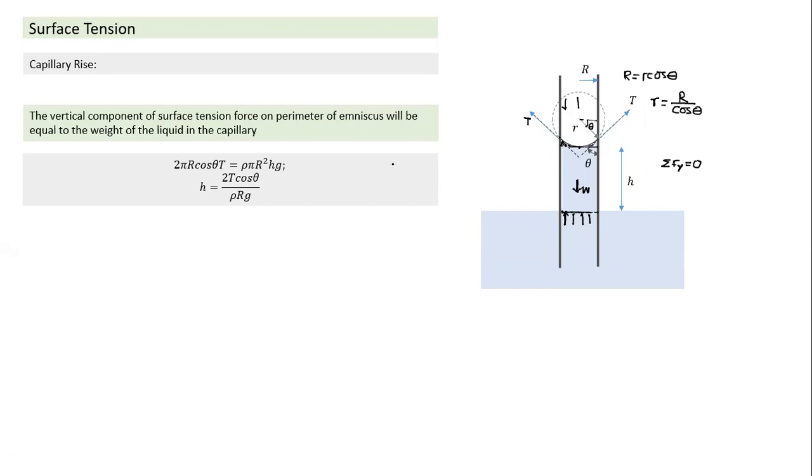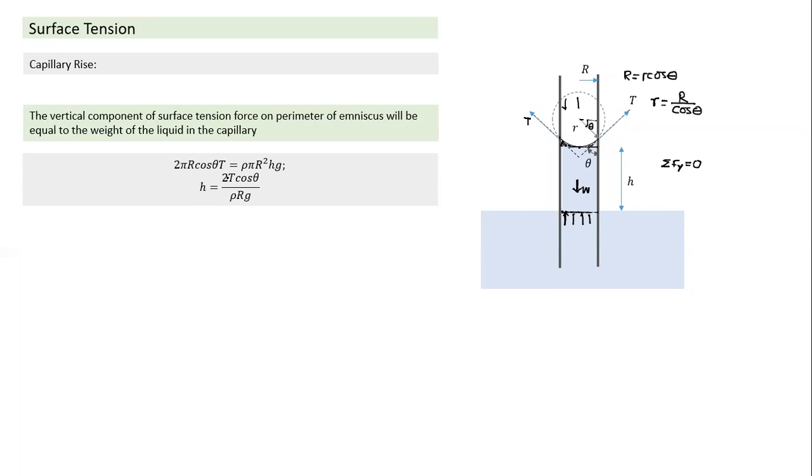So that's the volume into density into g. Density into volume, 4 pi r square into h into g, and I get a value of capillary rise which is equal to 2T cos theta by rho r g. So what we notice here is it depends on cos theta.